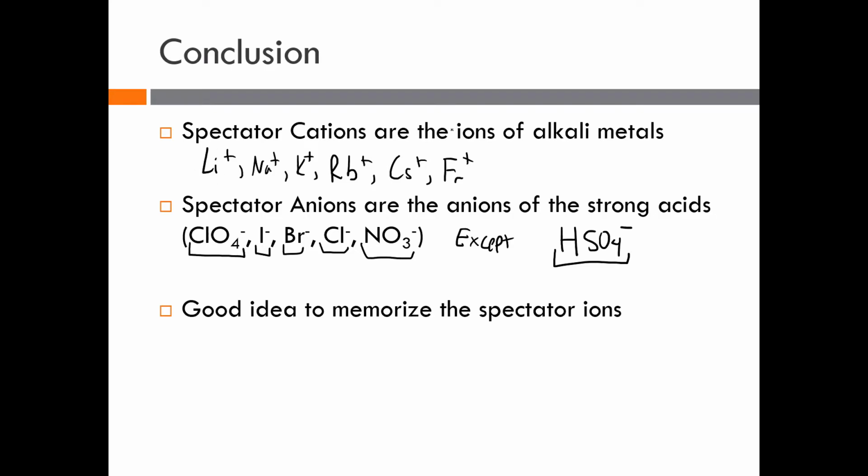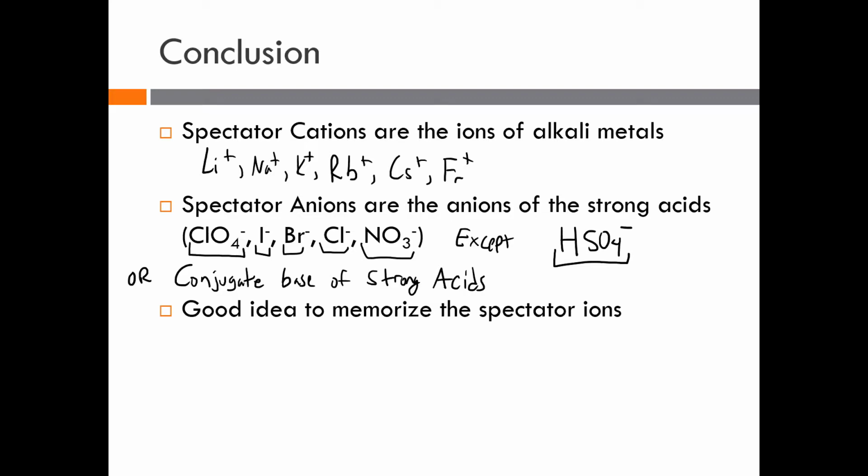If I'm talking about spectator cations in terms of hydrolysis for acid-base chemistry, they are alkali metals. That part makes sense because alkali metals tend to always be spectators in every form of chemistry. And then the spectator anions are the anions of the strong acids. Or another way to think about this is the conjugate base of strong acids, with one exception, and that being HSO4-. Okay, so it's generally a good idea to try and memorize these spectator ions. It'll help speed up some of the things we'll talk about later.